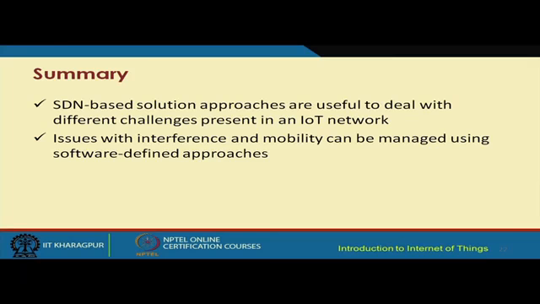There are different issues of interference and mobility management which have to be taken care of in these SDN based approaches to IoT. Interference is a very important problem that has to be addressed, and mobility as well, because mobility occurs in any IoT network and particularly in mobile based IoT networks. With this we come to an end, and we have understood how SDN can be used for implementing IoT networks and making them much more efficient.